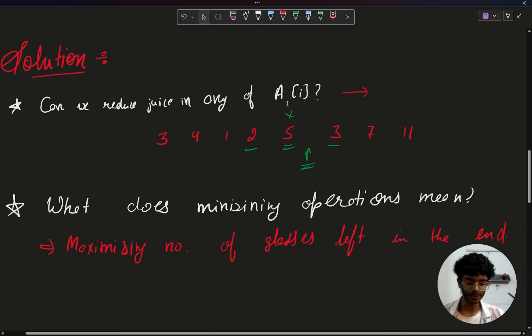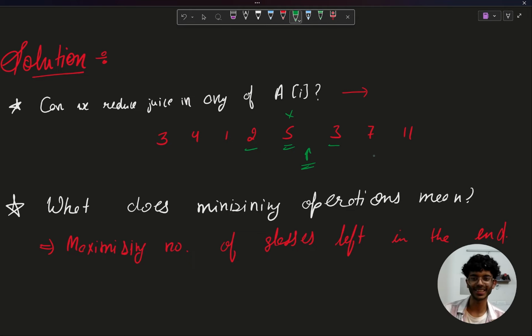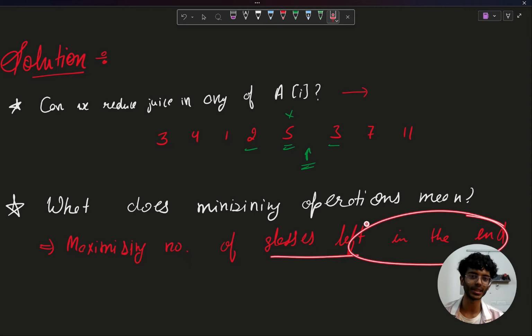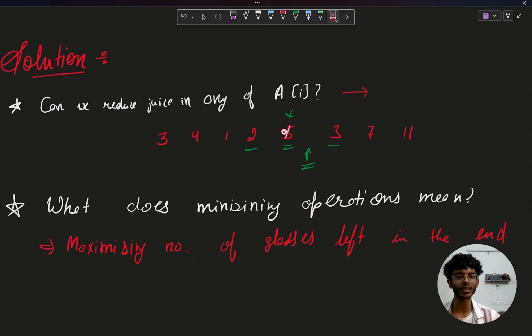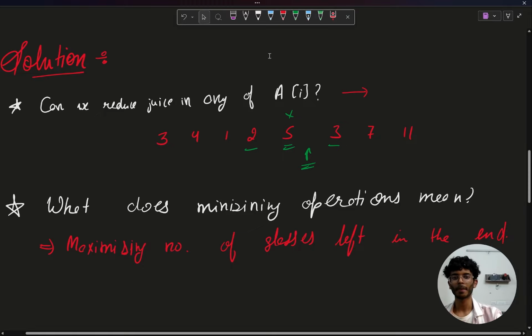Now, what does minimizing the number of operations mean? This is just written for the sake of writing, so it's very obvious. We just need to maximize the number of glasses that are left in the end, right? Because in one operation, we are removing a glass and we want to remove the minimum number of glasses possible. So we just want that in the end, we are left with the maximum number of glasses possible, right?